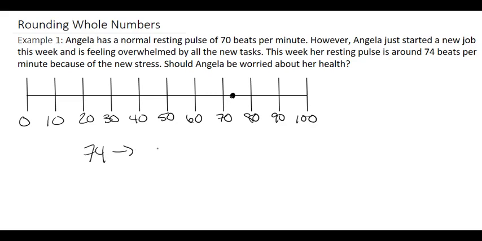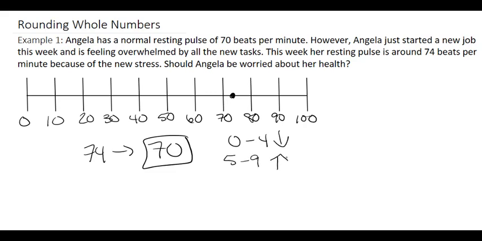So 74 would be rounded to 70, which also confirms those rules that we went over. If it's between 0 to 4, we round down, and if it's between 5 to 9, we round up. So as we look at the 7, we're going to look at the 4 to see if we round up or down. This 4 is between 0 to 4, so we round down to 70. However, if it was between 5 to 9, we would have rounded up to 80. So let's go over another example.